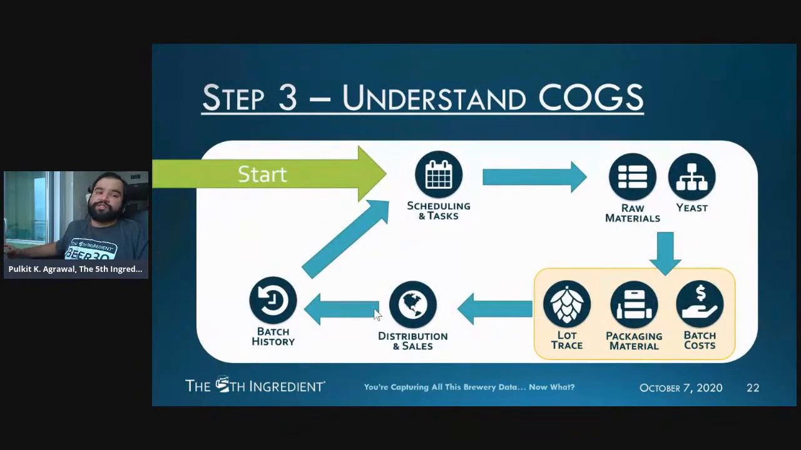From there, we'll talk about step 3, which is understanding COGS. Now, diving in with this aspect, again, part of our circular loop, step 3 becomes looking at lot traceability, packaging materials, and then putting that together to understand what batch costing really is.